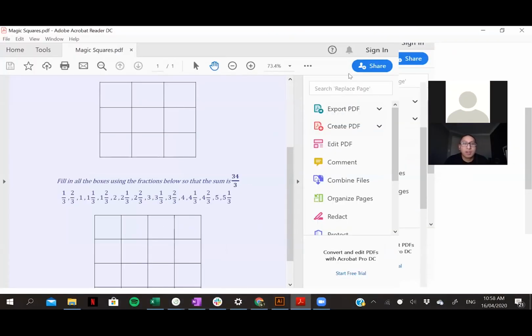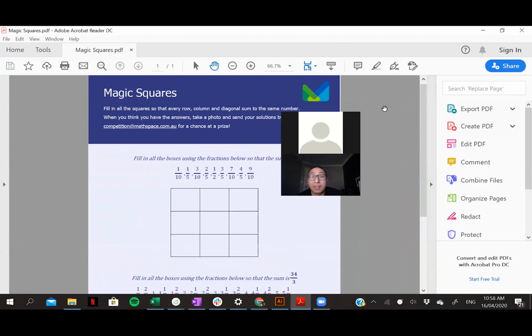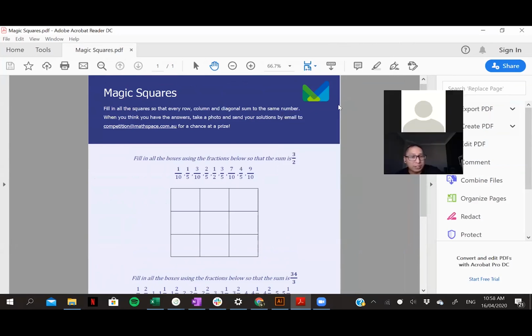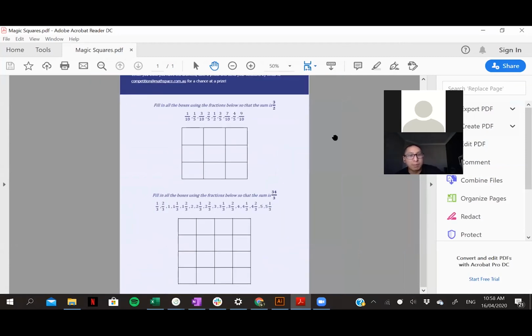Okay, here we go. So this sheet is going to be put up onto the Mathspace Academy website from, I think, maybe give it 24 hours, so maybe from tomorrow onwards. Essentially, all of those fractions that I've written at the top have to fit into the 9 squares in those boxes, and each column and row and diagonal must sum to 3 on 2. The even harder one is down the bottom: all of those fractions have to fit into that 4x4 grid and sum to 34 on 3.